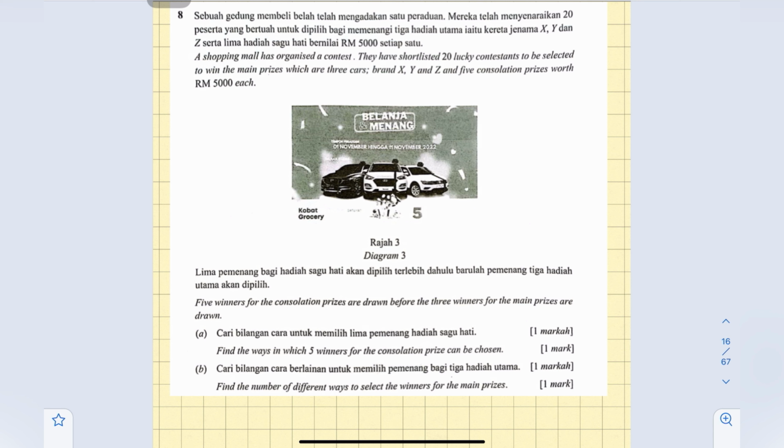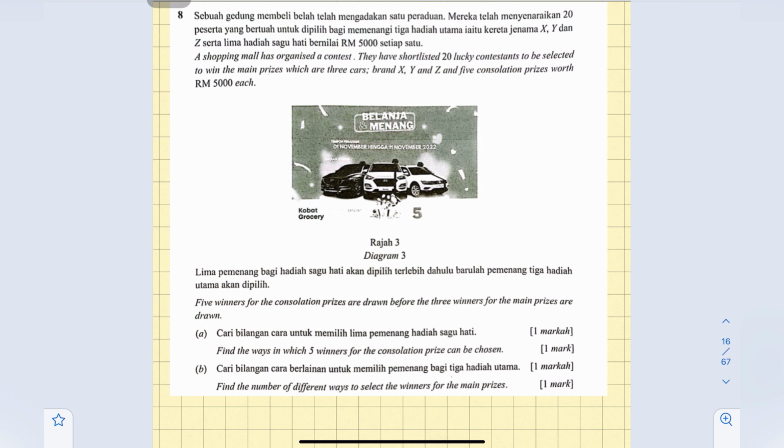Number 8. A shopping mall has organized a contest. They have shortlisted 20 lucky contestants to be selected to win the main prizes, which are 3 cars of brands X, Y, and Z, and 5 consolation prizes worth RM5,000 each. 5 winners for the consolation prizes are drawn before the 3 winners for the main prizes are drawn. (a) Find the ways in which 5 winners for the consolation prize can be chosen.